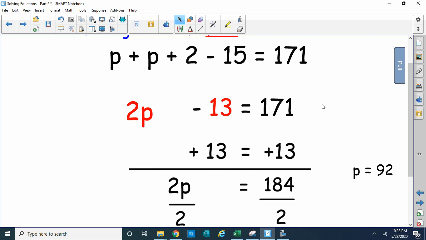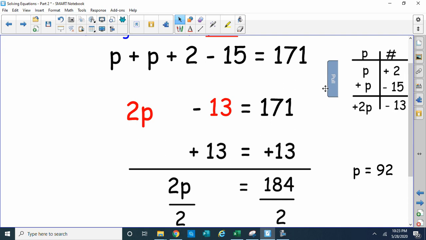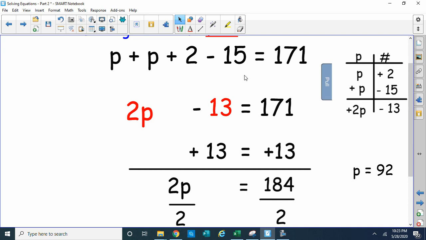So that was a good problem. So remember, if you have a lot of variables, put them in their respective columns and add them up and combine the constants at the end, and that way you'll formulate your two-step equation.